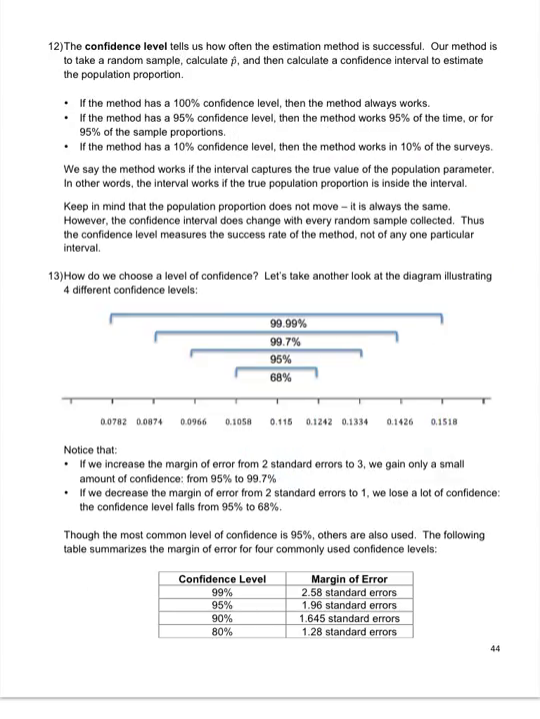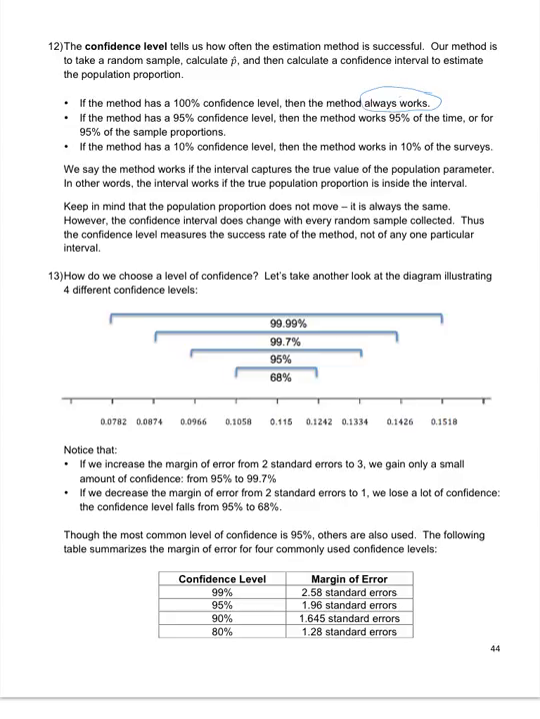Okay, so the confidence level tells you how often the estimation method is successful. Our method is to take a random sample, calculate P hat, and then calculate a confidence interval to estimate the population proportion. So if the method has a 100% confidence level, then the method always works. If the method has a 95% confidence level, then the method works 95% of the time, or for 95% of the sample proportions. If the method has a 10% confidence level, then the method works in 10% of the intervals.